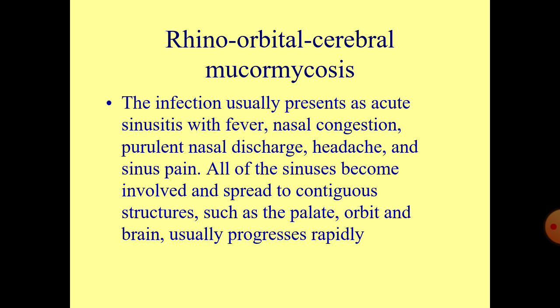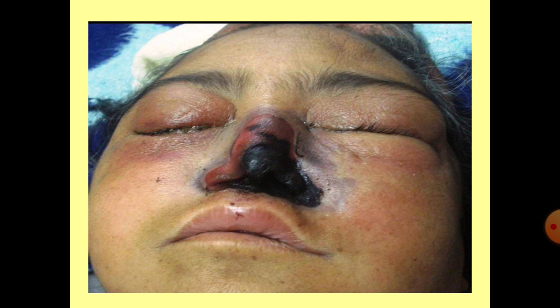orbital cerebral mucormycosis. These patients usually present with acute sinusitis and fever, nasal congestion, purulent nasal discharge, headache, and sinus pain. All of the sinuses become involved, and it can spread to contiguous structures such as the palate, orbit, and the brain. This infection progresses rapidly. As we see, there is severe necrotizing tissue which involves the nose and extends up to the cavernous sinuses with periorbital swelling, redness, and as we said, this rapidly disseminates to the brain.